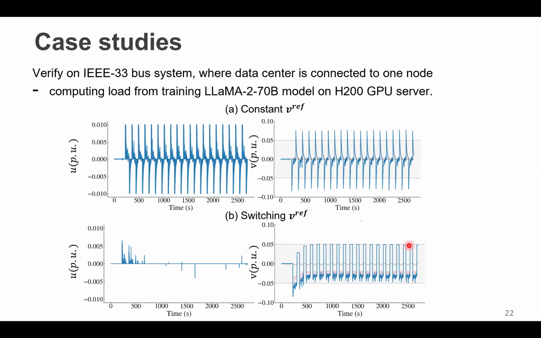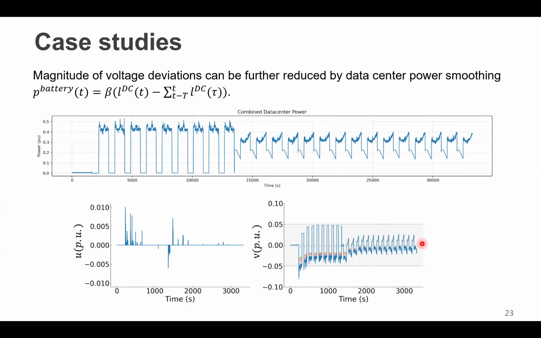Then if we want to further reduce the voltage deviation, what they need is that we hope the data centers themselves, or combined with some energy storage, can do something like slowing down the ramping from the computing load or smoothing out the data center load.